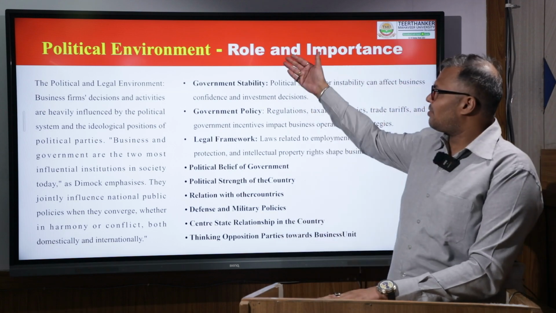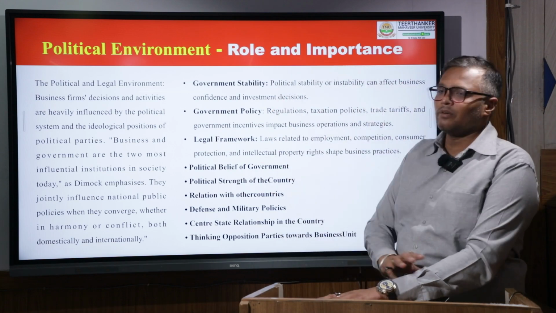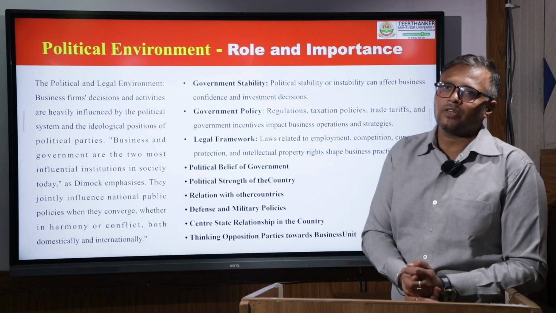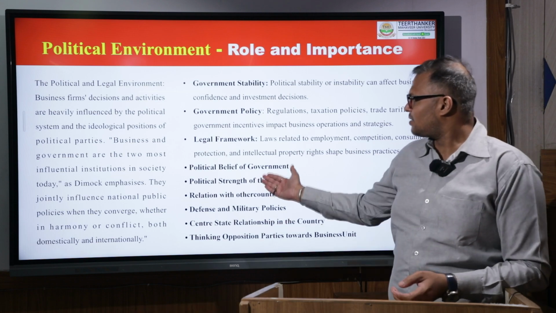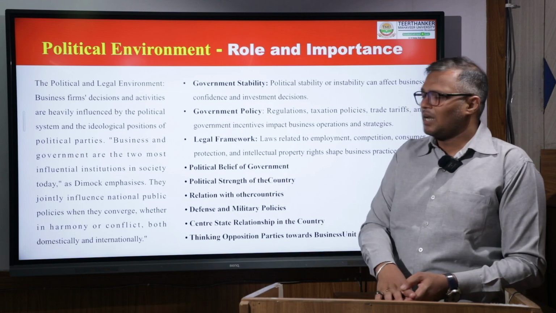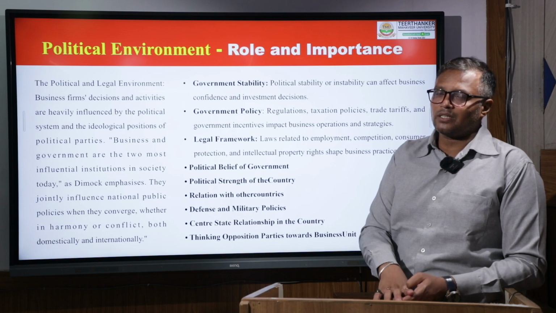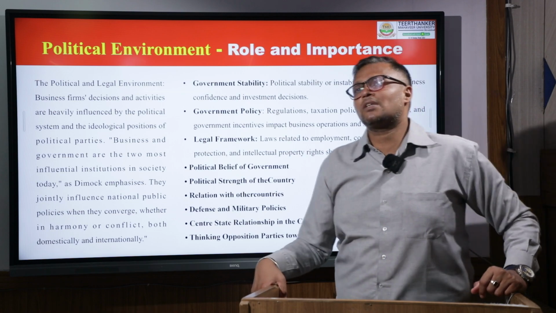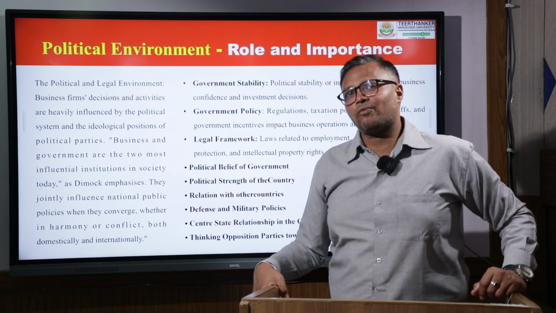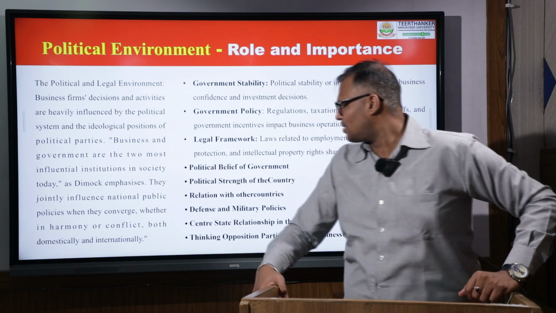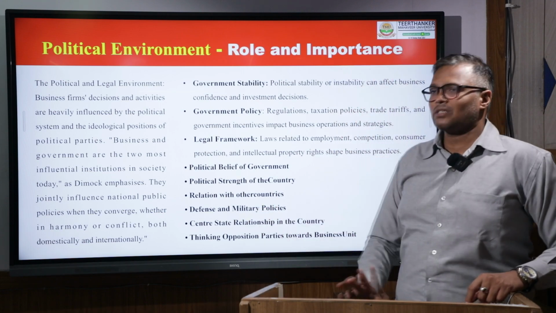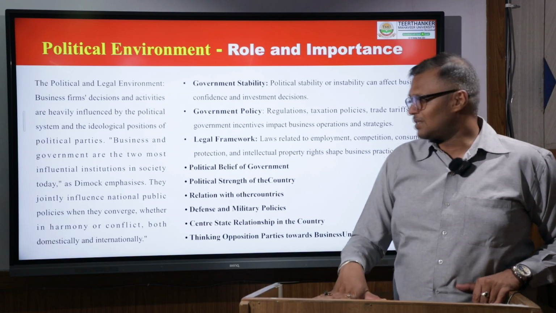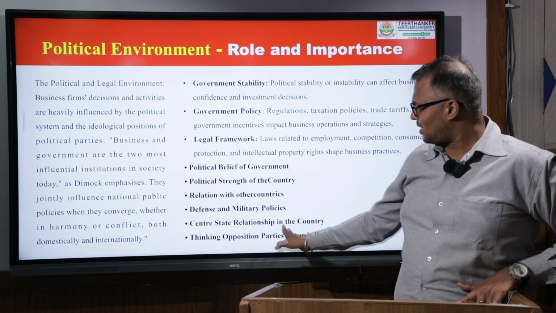Next, even the role of the political environment with respect to the belief in the government. How strongly you believe that your government will think in favor of you, in favor of the country, in favor of the businesses. Then the political strength of the country and its relationship with other countries is again a very strong part. If you are an extrovert country and have a harmonious relationship with other big countries, definitely you have scope for better business relationships. Then the role of defense and military policies is also a hidden parameter which impacts organizational political decisions. Then the relationship of the center and the state is very important.